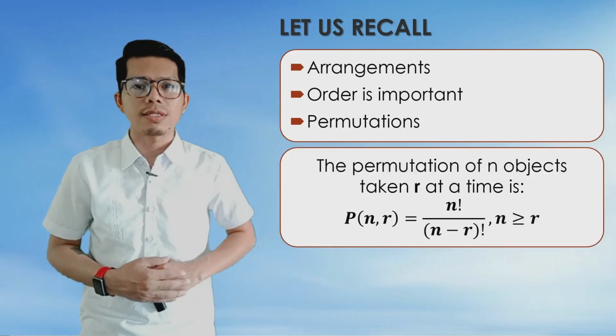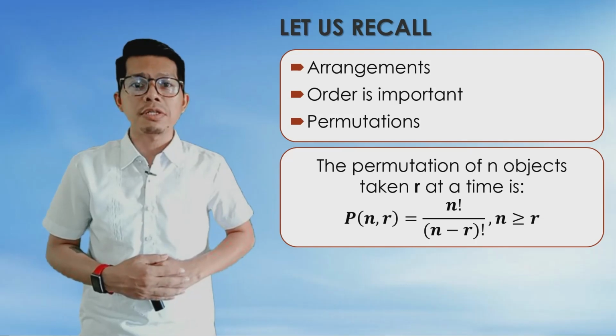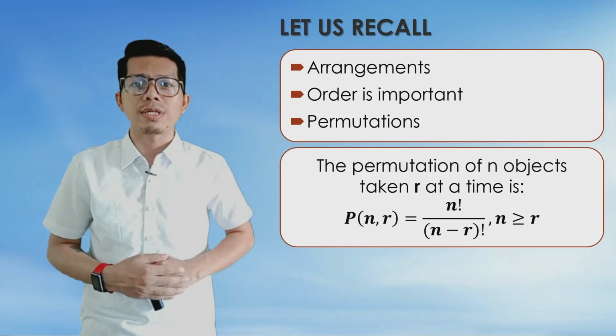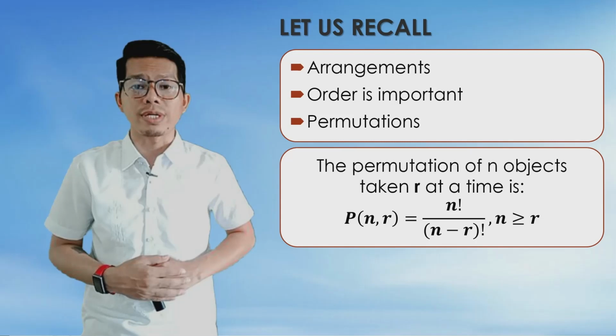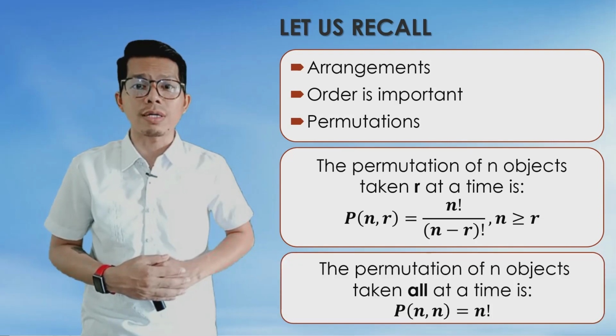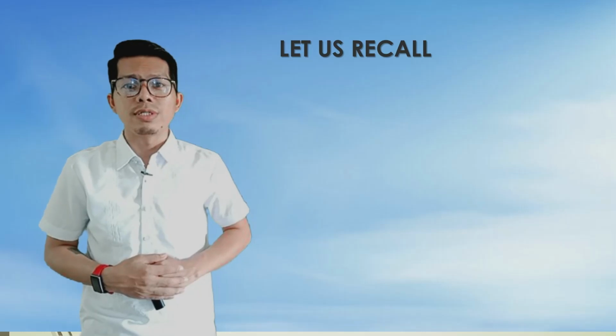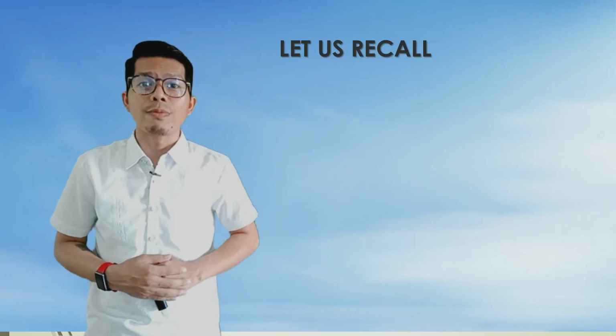Take note that the permutation of n objects taken r at a time is equal to n factorial over the quantity n minus r factorial, given that n is greater than or equal to r. But if n is equal to r, we have the permutation of n objects taken n at a time is equal to n factorial. We also learned that there are other types of permutations.